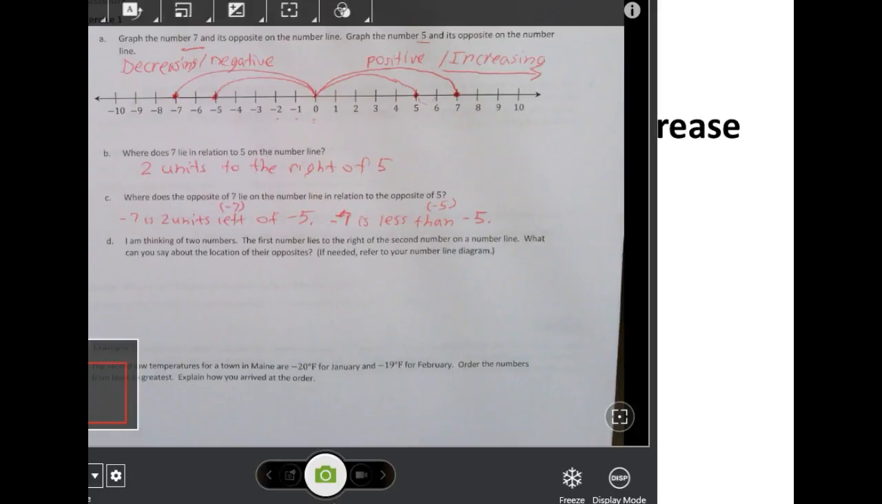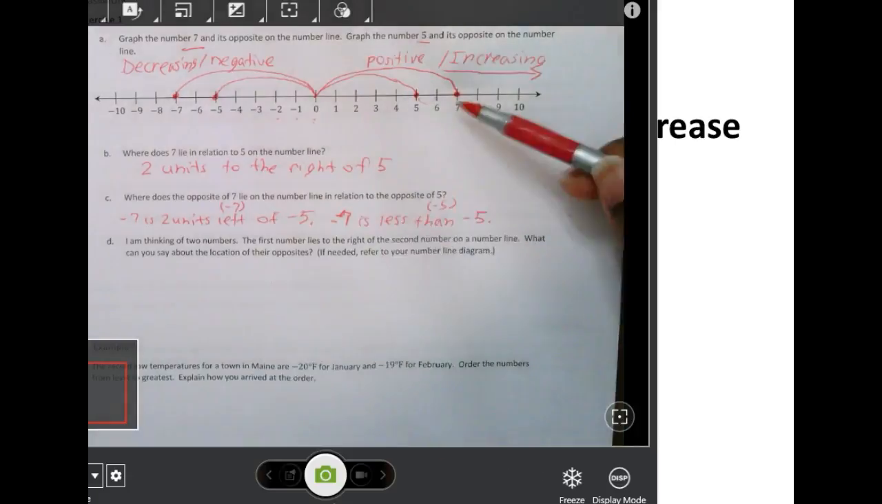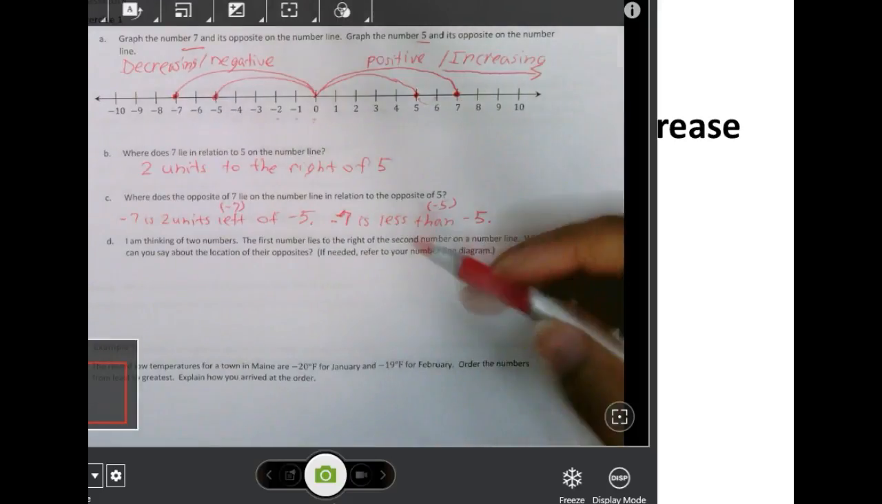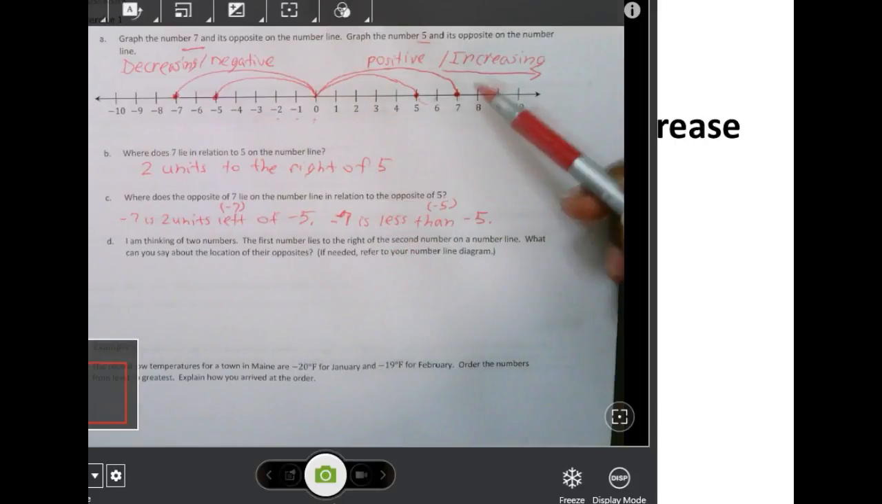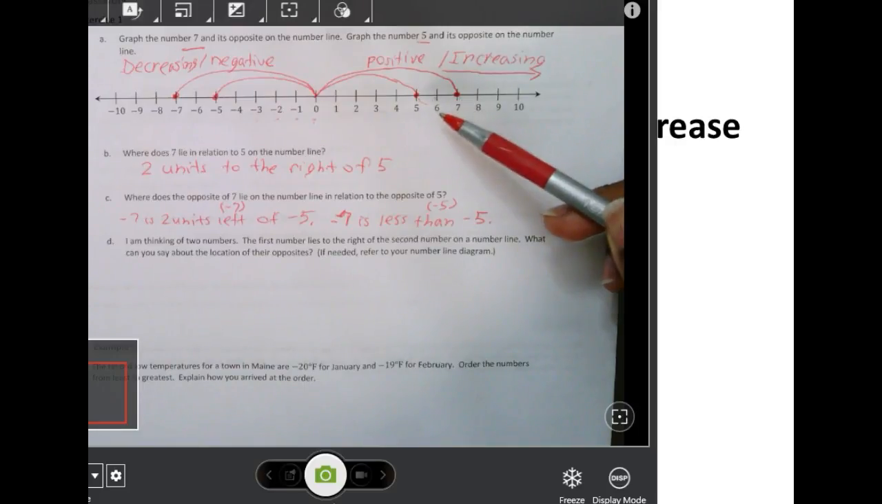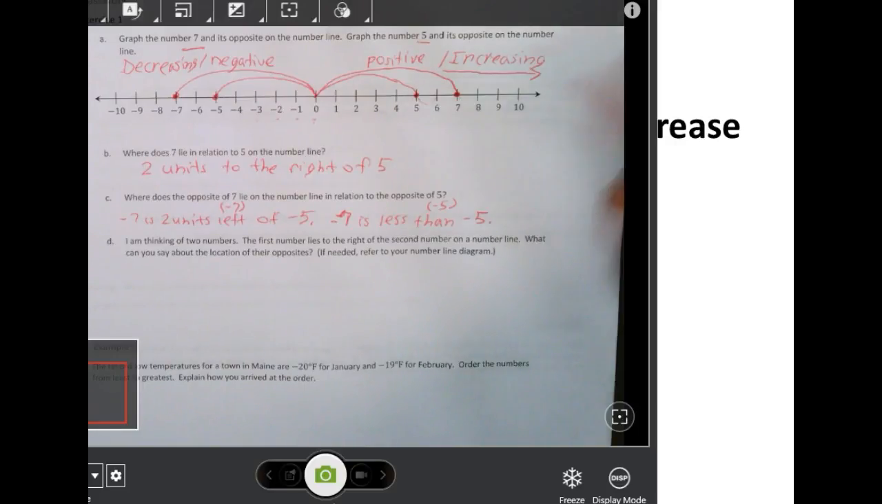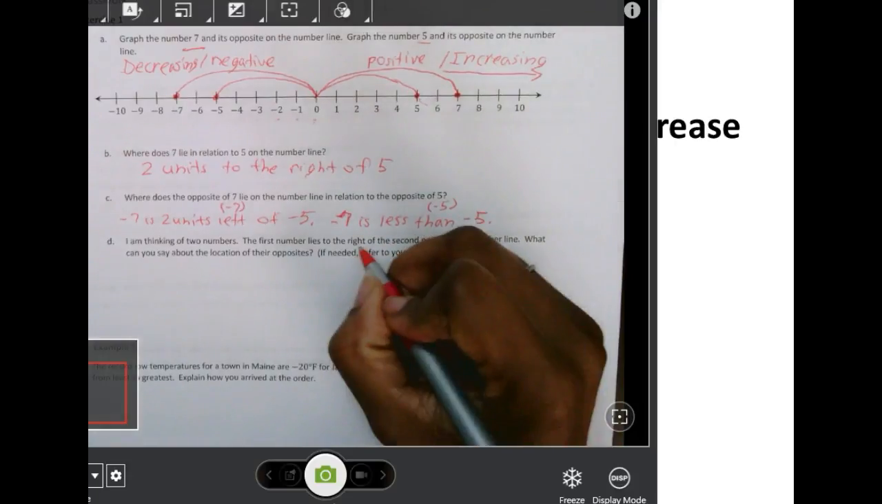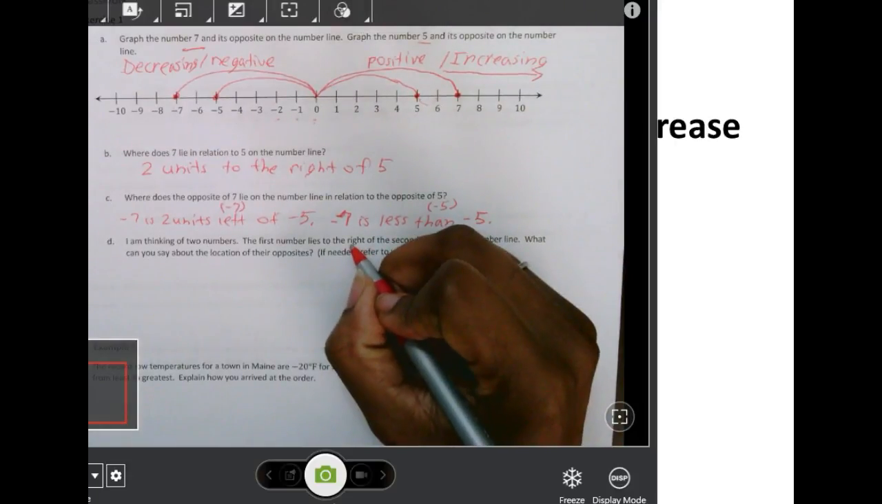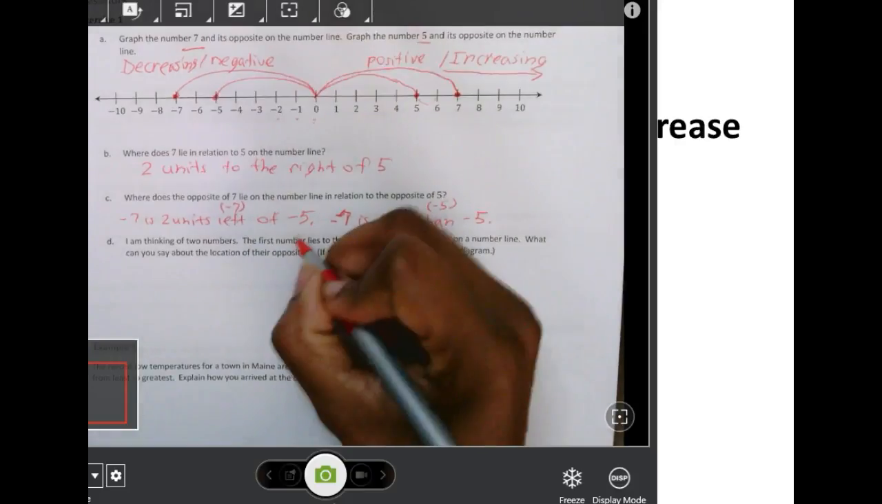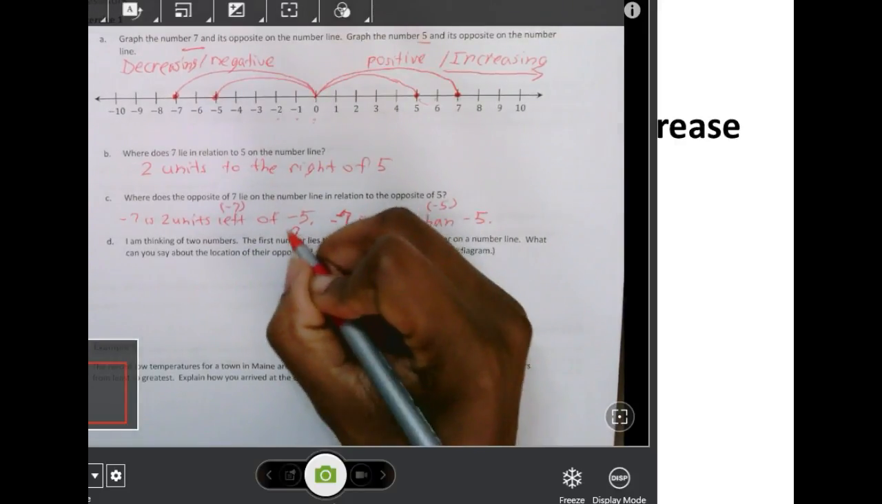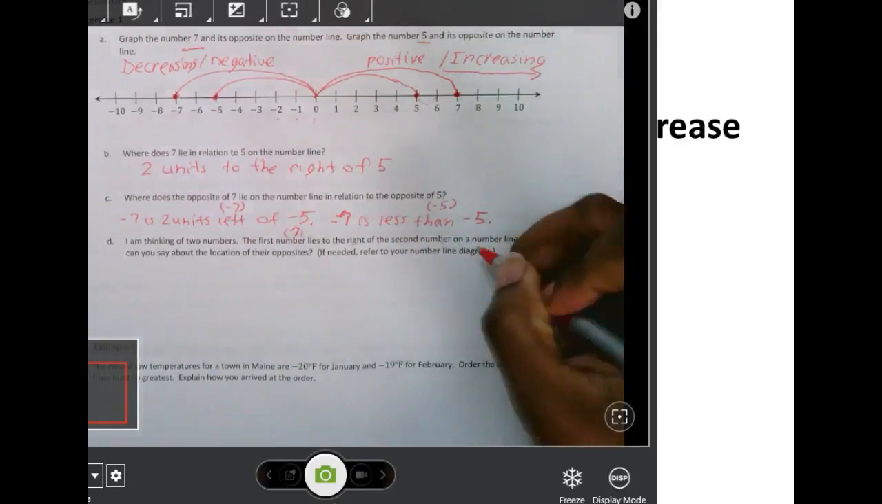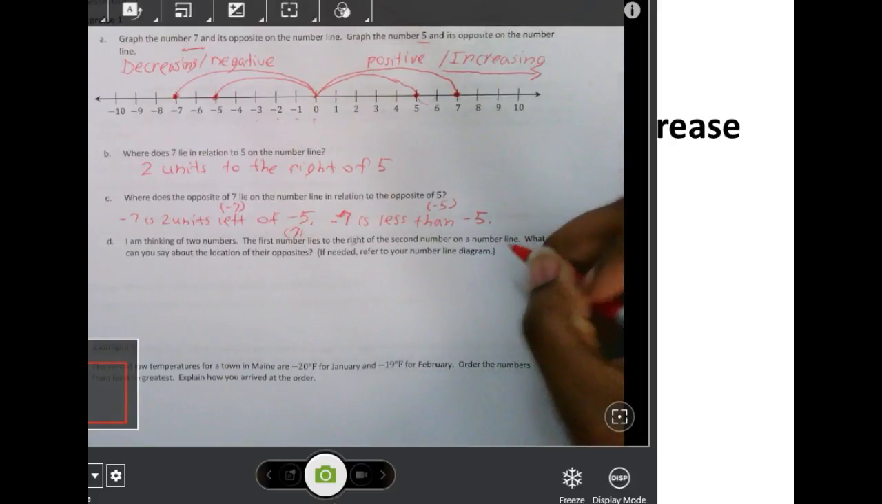So let's look back at the number line here. It says that I am thinking of 2 numbers, and the first number lies to the right of the second. So we can say the first number is 7, and the second number is 5. So let's label here. The first number is 7, and it lies to the right. And the second number is 5, which lies to the left.